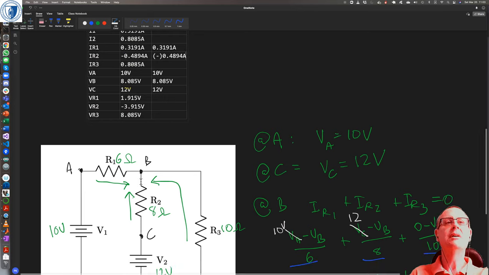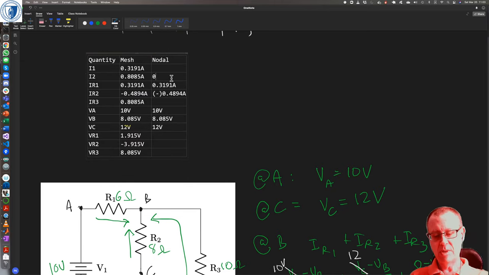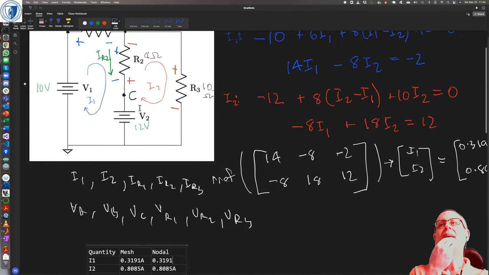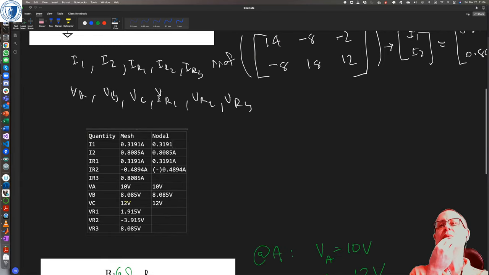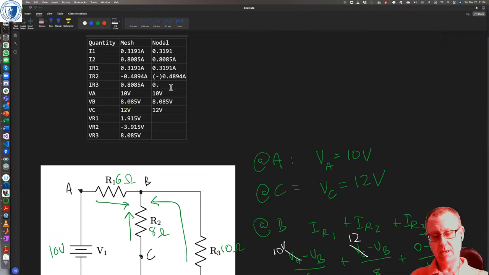Okay, and then IR3 is just VB on 10. Funnily enough, I think I can do that one in my head, right? VB on 10. And then I1 should be the same as IR1, right? And then IR3 should be the same. Well, again, here I defined IR3 going the other way. But anyway, the number is still going to be 0.8085 amps.